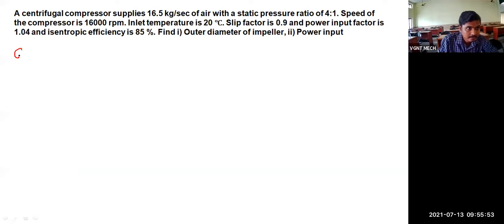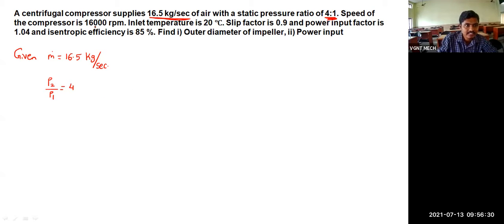So whatever the things given, quickly we'll write down. A centrifugal compressor supplies 16.5 kg per second of air. So here mass flow rate they have given in the question paper. Mass flow rate of air is 16.5 kg per second with a static pressure ratio of 4:1. So pressure ratio, that is P2 by P1, it is 4. 4:1 means it is 4.